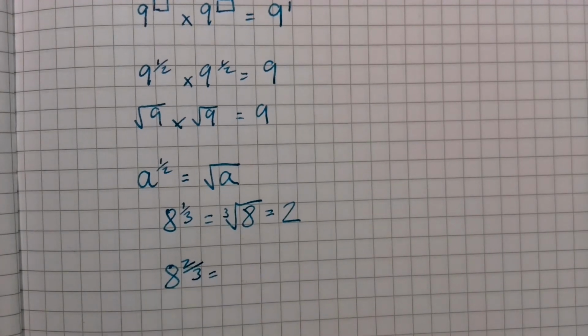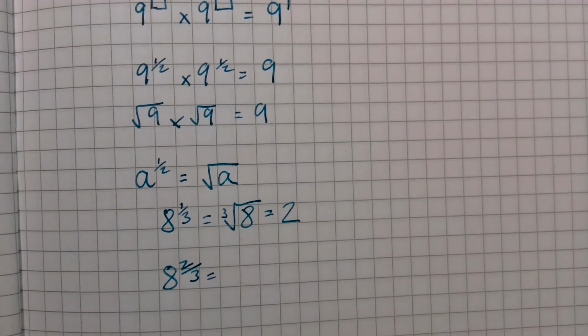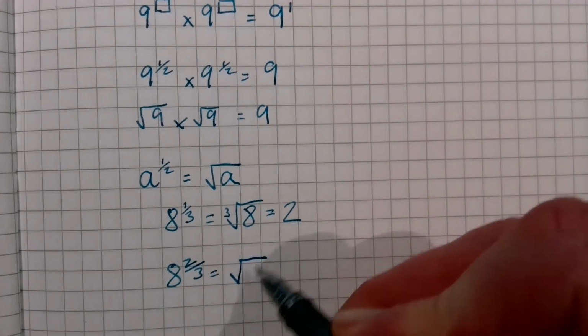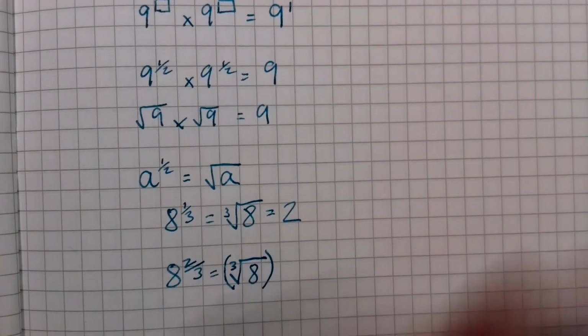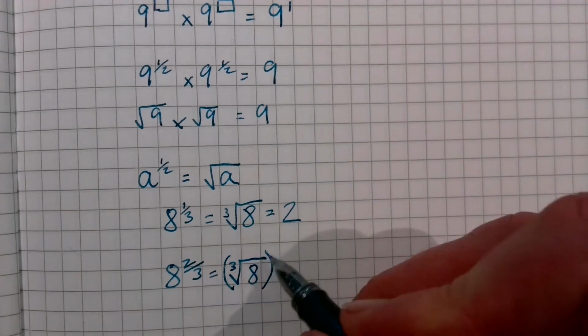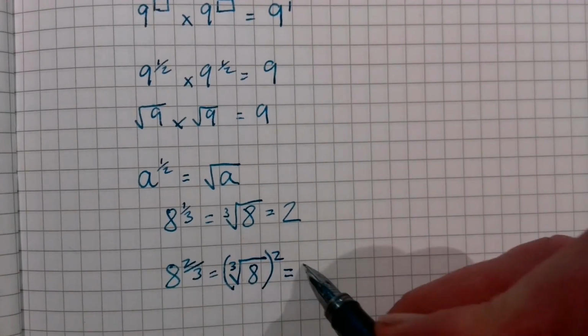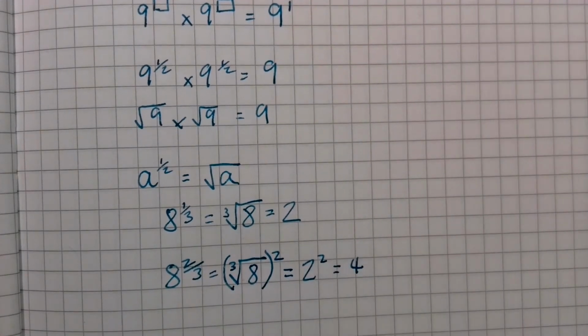You could square 8 to make it 64. And then you could do the cube root of that to get back down to 4. But that tends to make life difficult because it makes the numbers bigger. So I would always say you want to deal with the root first. So I could say that the cube root of 8 will then need to be squared. So you work out the cube root of 8, which we know is 2. We square that, and it gives us 4.